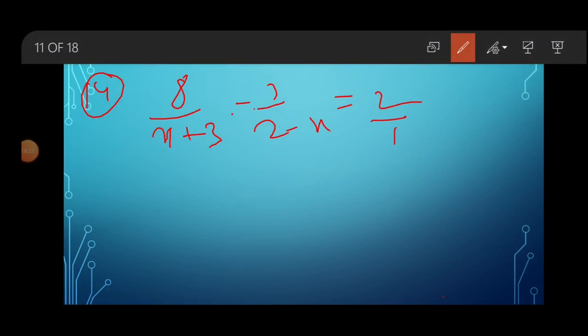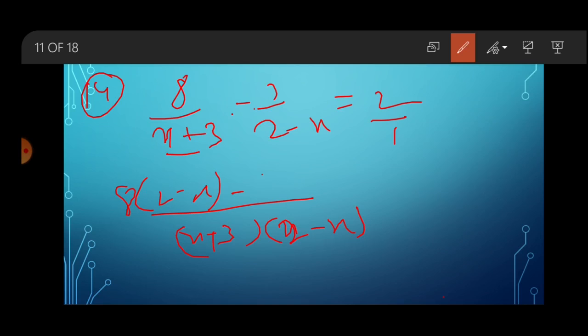So now I will take the LCM. The LCM will be the product of these two: x plus 3 and 2 minus x. Now this 2 minus x will be multiplied by 8, and this x plus 3 will be multiplied to 3 and 2 upon 1. Now again cross multiplying. So now I am multiplying inside the bracket. So it will become 16 minus 8x minus 3x minus 9 is equal to 2.